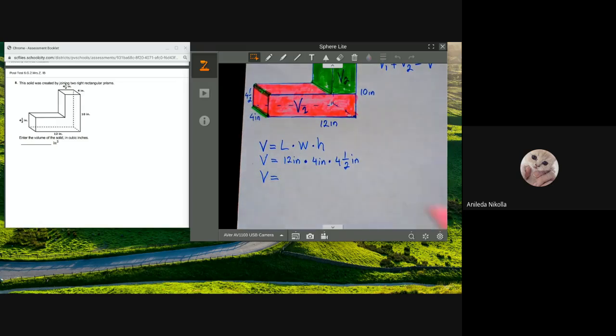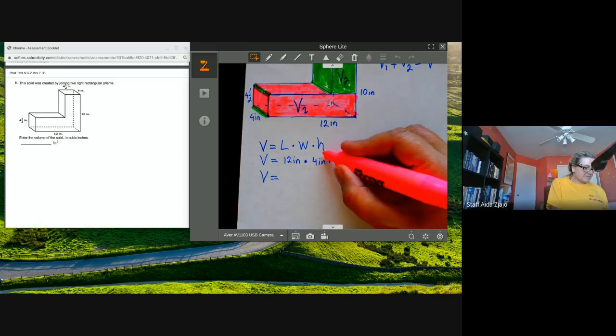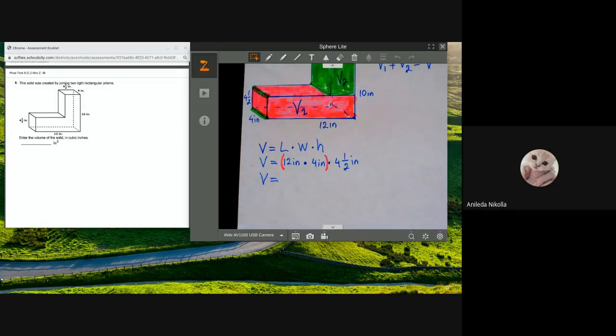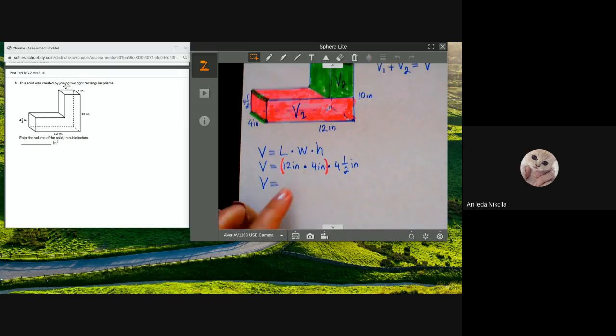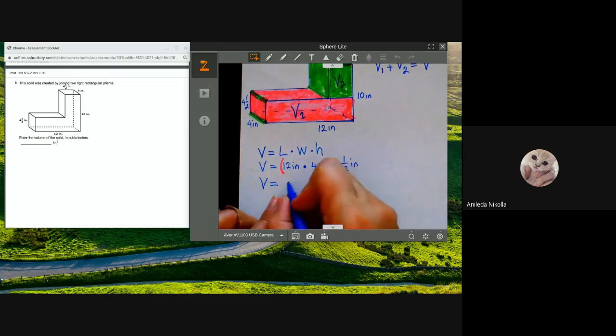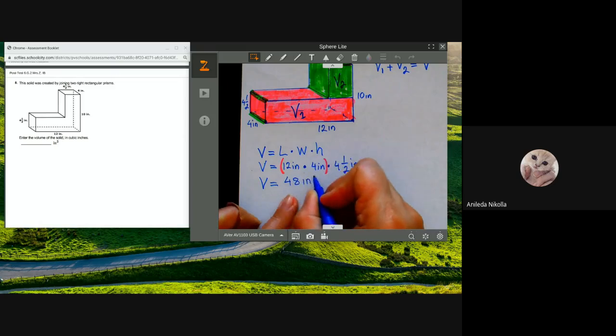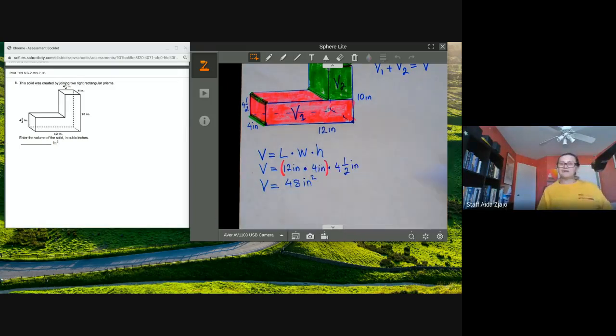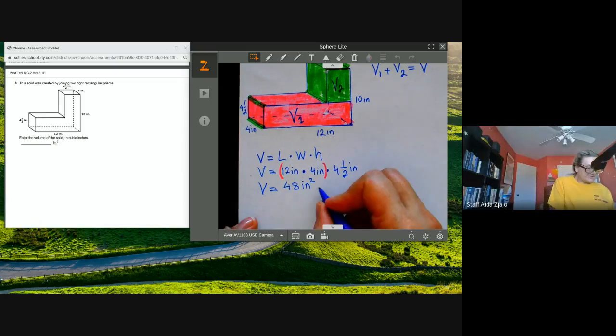Multiply 12 times 4. Bravo. So I'm going to put parentheses around it. What is 12 times 4? 12 inch times 4 inch. 12 times 4 is 48. An inch times an inch is squared inches. That's right, square inches. Bravo, my dear.